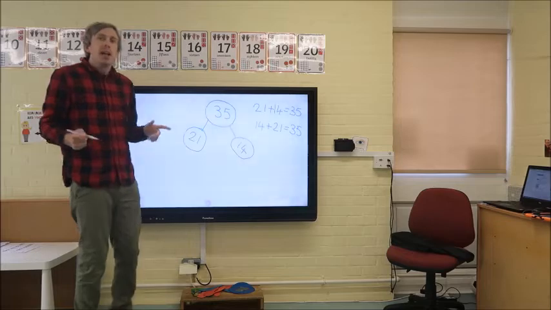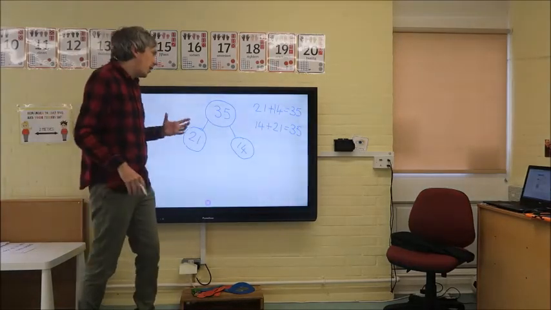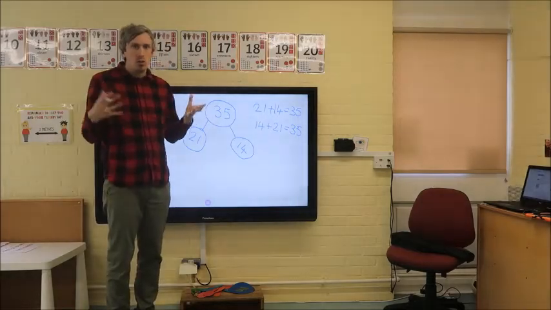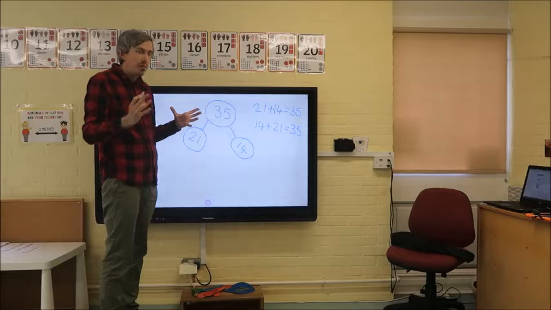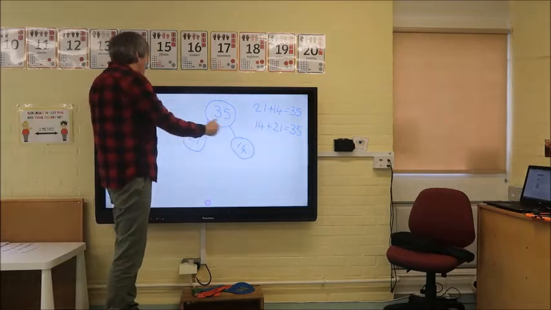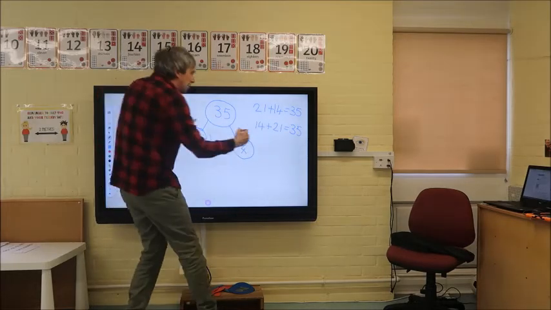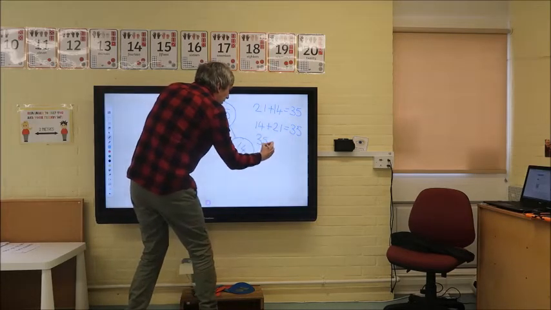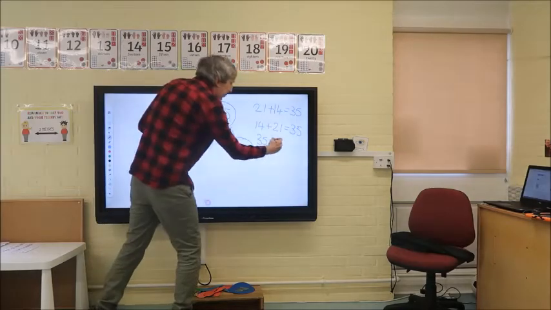Okay. And now I'm going to think about my takeaway number sentences. And this is where we always have to start with our whole, which is this bit at the top. Our biggest number, in this case, is our whole. And then we're going to take away one of the numbers below. And the way we're going to do that is we're just going to cover it up. So I'm going to start with 35, because that's my whole. Take away, and first I'm going to take away this 21, so I'm going to cover it up.